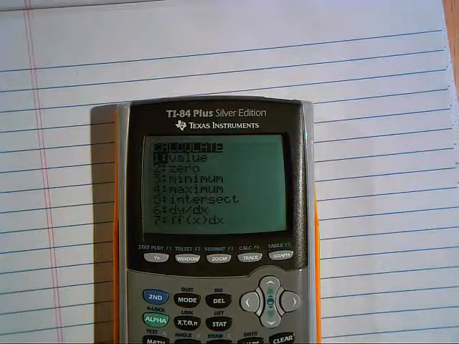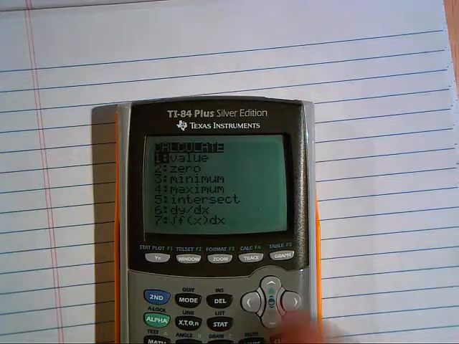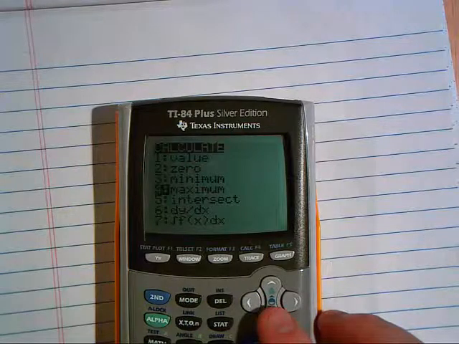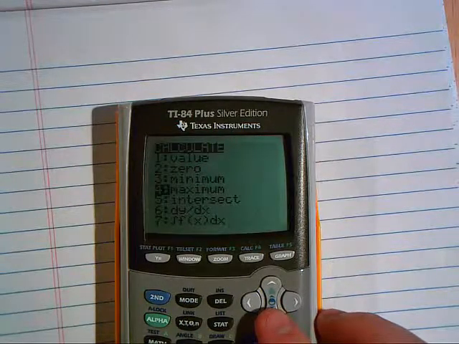And the calculator can do quite a few things. Value, that would allow you to plug a number into one of the equations. Zero, that would allow you to solve an equation equals to 0. In other words, it allows you to find the x-intercept. Minimum and maximum, those are pretty obvious. Those allow you to find a minimum point or a maximum point on a graph if it has it.